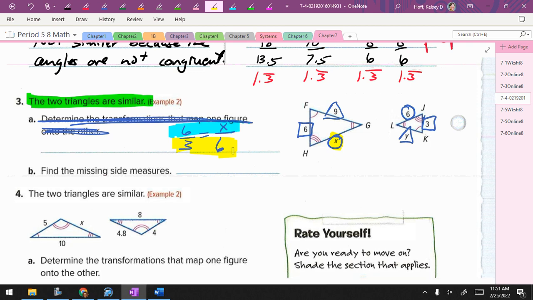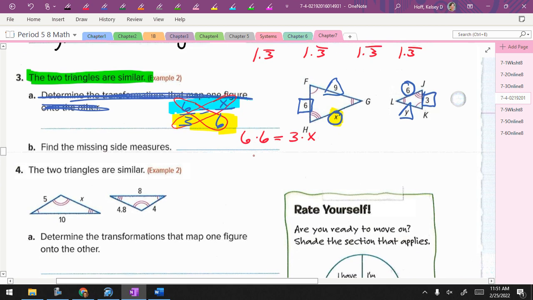Now, the nice part about this, we're going to do the butterfly and cross multiply. Show work. 6 times 6 equals 3 times x. 6 times 6 is 36. 3 times x is 3x. Then I divide by 3. X equals 12. That missing side length would be 12.